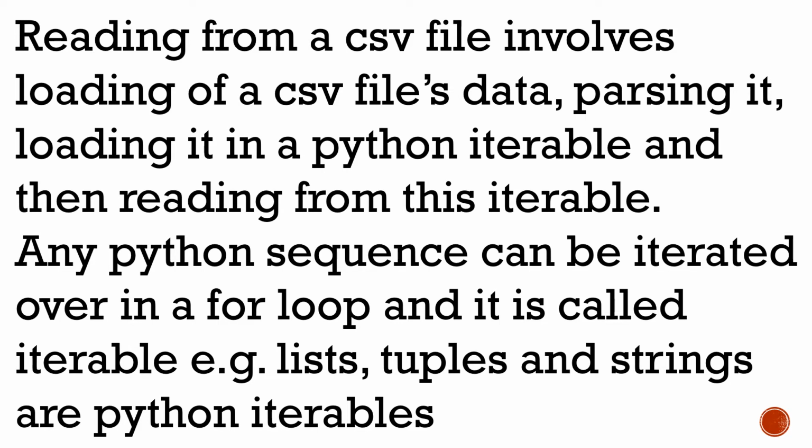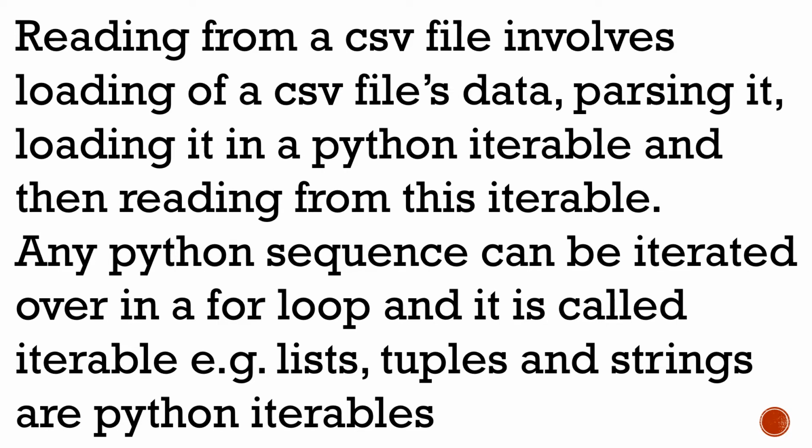When we are reading data from a CSV file, it involves loading the CSV file's data in the memory, parsing it, and then loading it in a Python iterable. And then once it is stored in the form of iterables in Python, these iterables can be accessed or read with the help of a loop. You have studied iterables in previous chapters. The Python sequence can be iterated over with the help of a for loop.